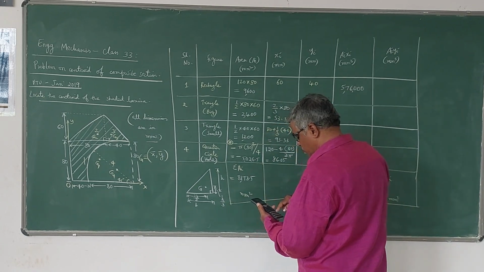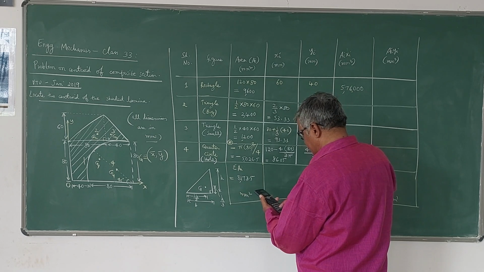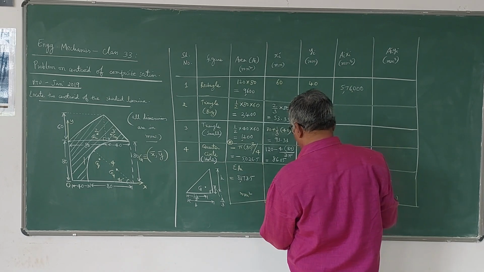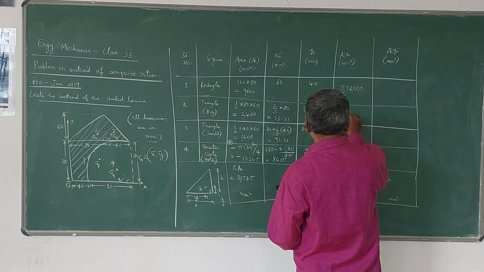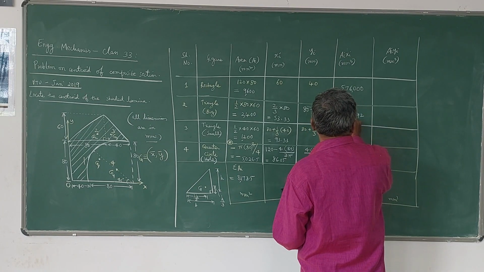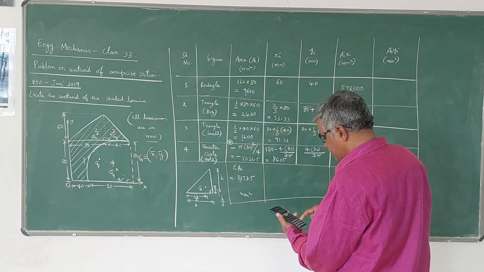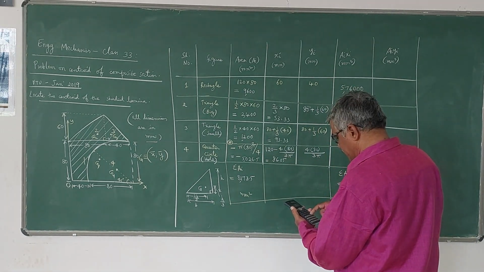So 2400 into 53.33 comes out to be 127992. Then 1200 into 93.33.